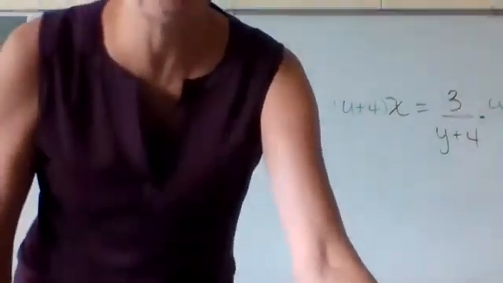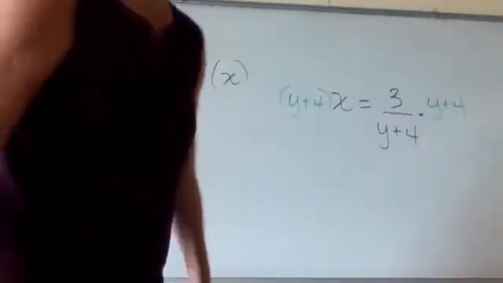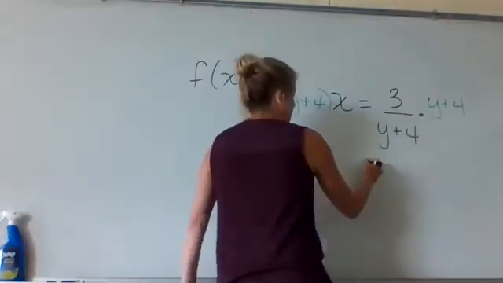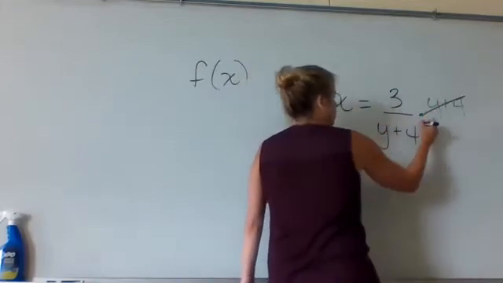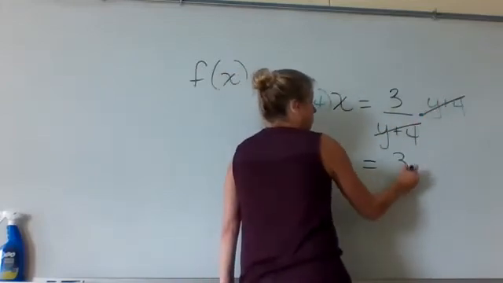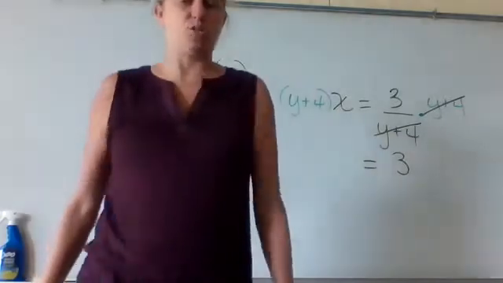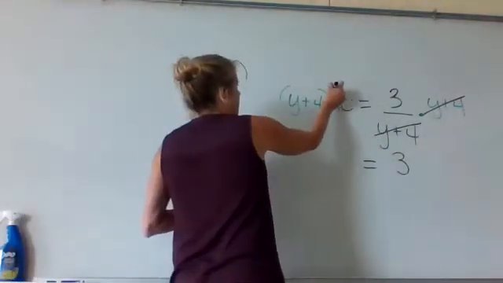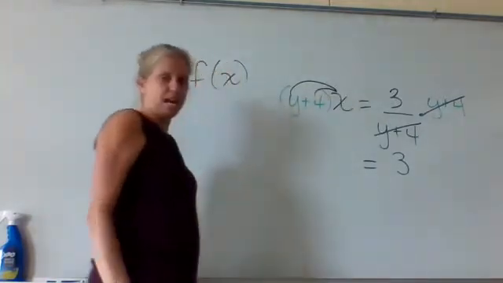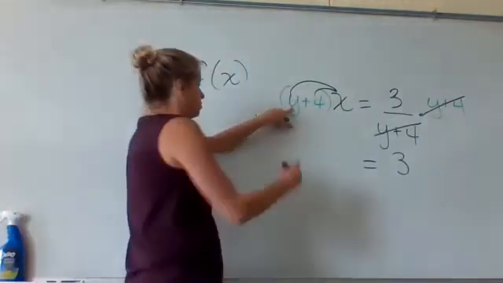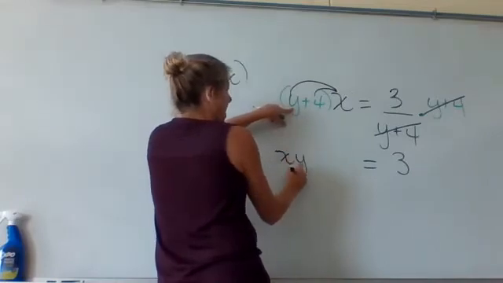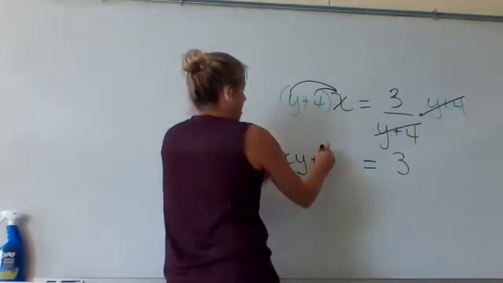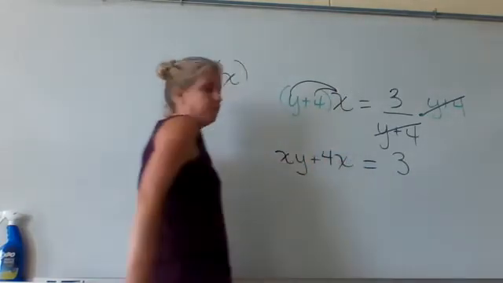Because look what happens on the right. That y plus 4 on the top cancels the y plus 4 at the bottom, and the only thing I have over there is 3. On the left, I'm going to distribute that x to both of those. So x times y gives me xy, plus x times 4 gives me 4x.